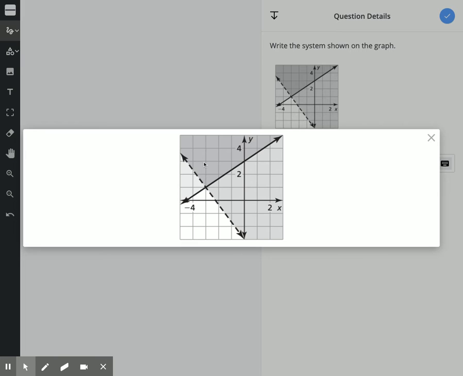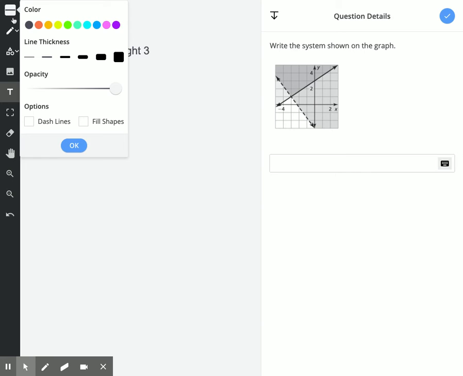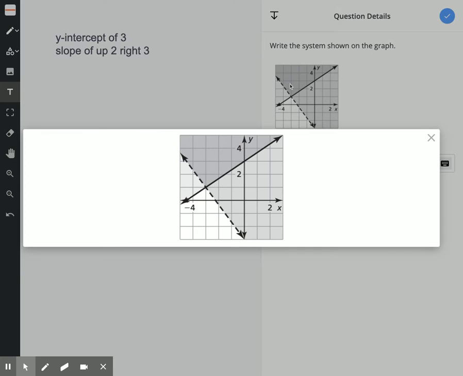I rise by 2, and I run by 3. So in my first one, let me just write all that out, right? What's on my mind. It has a y-intercept of 3, and then it has a slope of up 2, right 3. Okay. Now, in a different color, I'm going to do the next one.